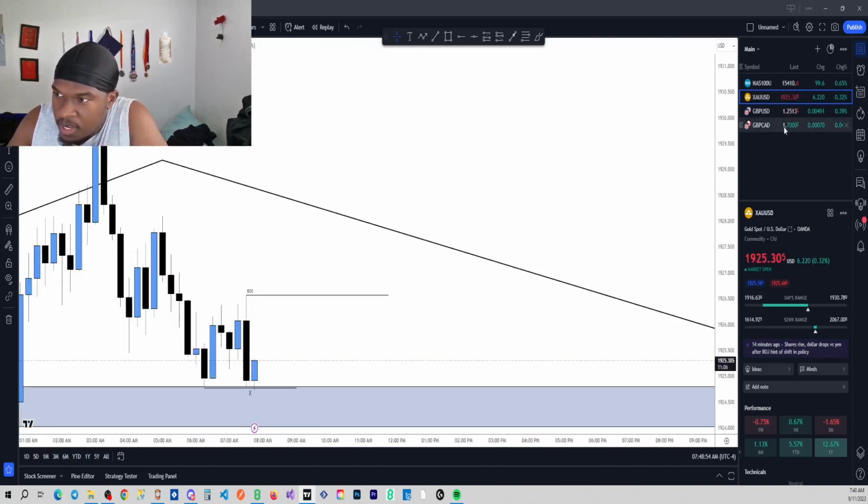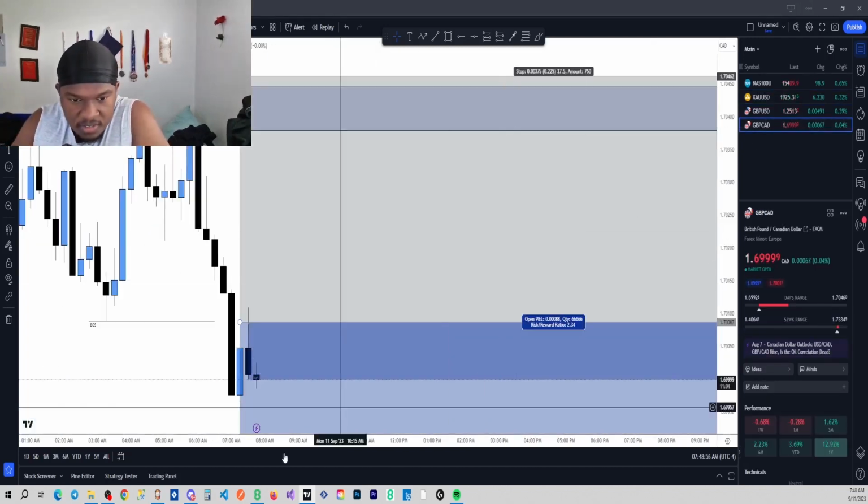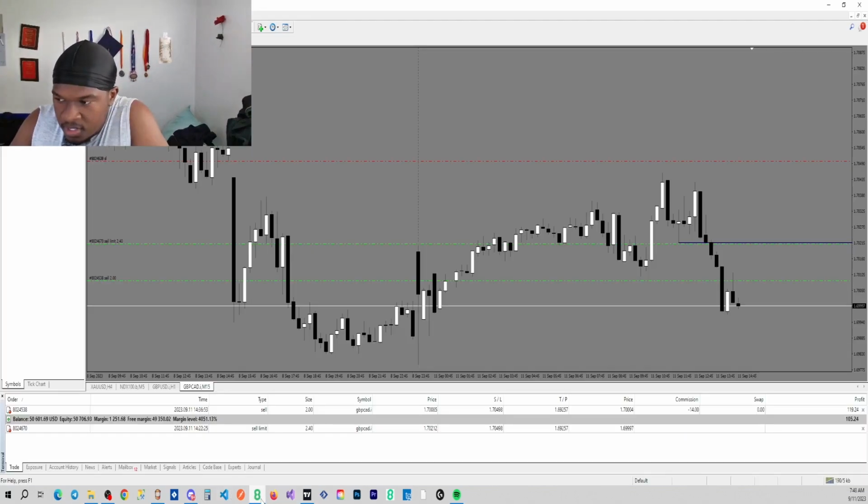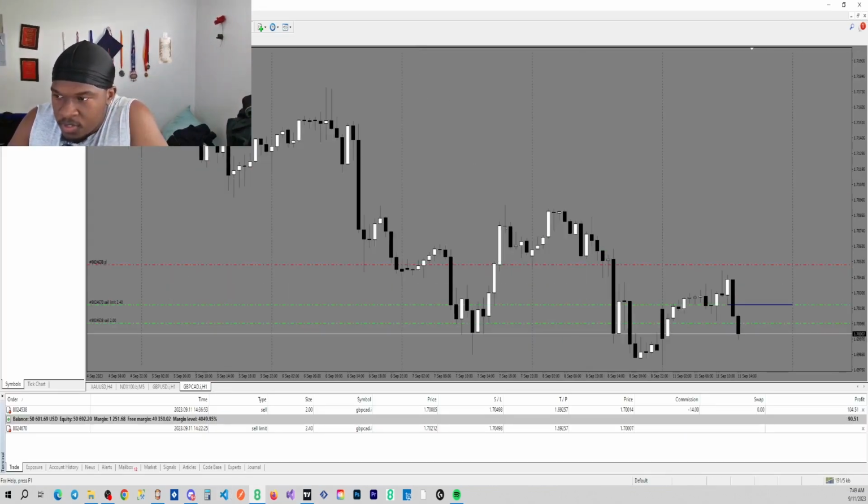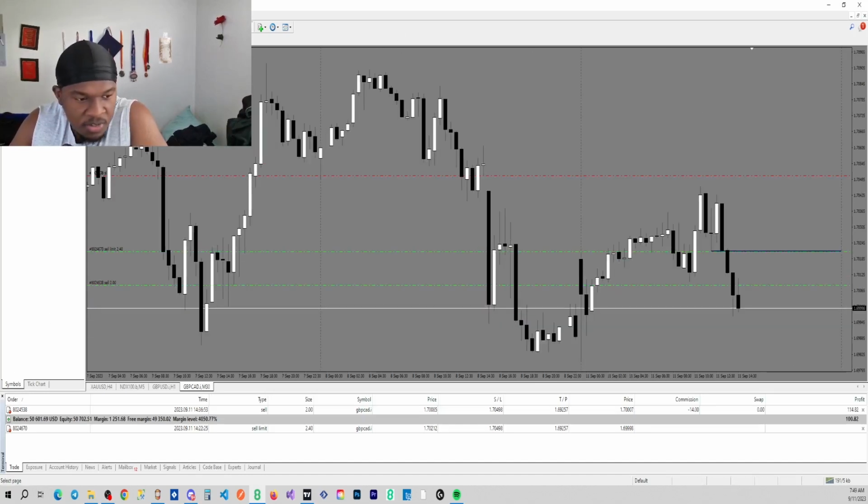So again, for now, still sticking with GCAD. Still in this trade, sticking with GCAD, and waiting on the market to see what it wants to do. So this is the current standing, current position. Second entry not tapped into yet, so we're gonna be patient and wait for it.